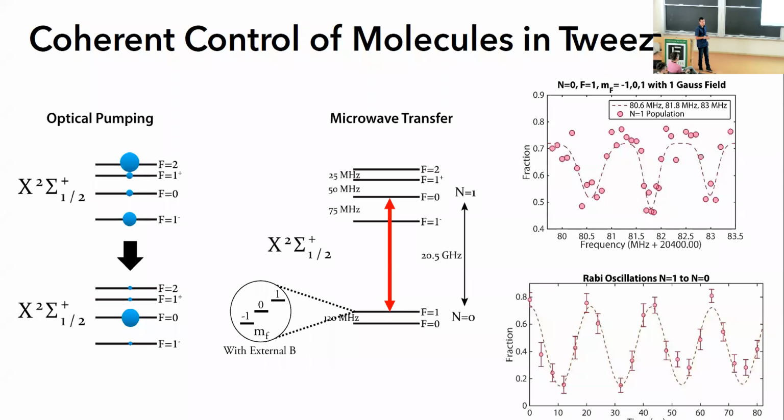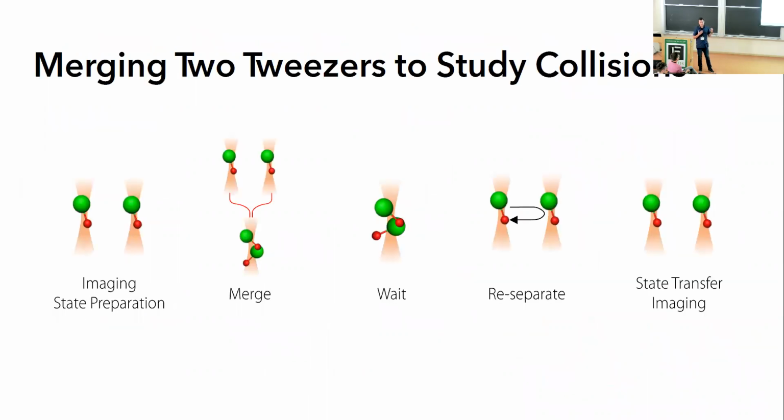And we can do this within these tweezers by a combination of optical pumping pulses and microwave pulses. And we can drive nice Rabi oscillations of these molecules within each tweezer. So now that we've gained this quantum control, the first thing we actually did was to go back and study collisions between molecules. So this tweezer platform actually has a very nice method of doing this.